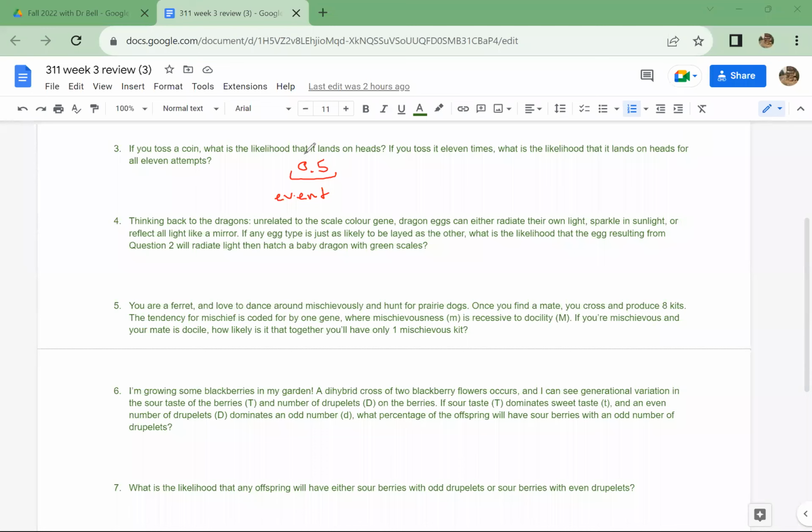And because we represent likelihoods as decimals, when we multiply decimals together, the number becomes smaller, the probability becomes less. And so when we have more and more requirements, when we have to do something more and more times and get a specific outcome, we multiply the probability of those events together.